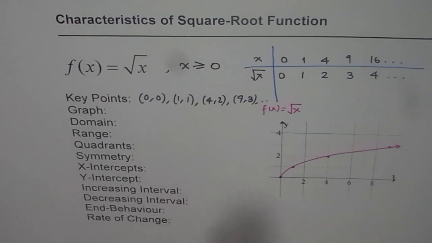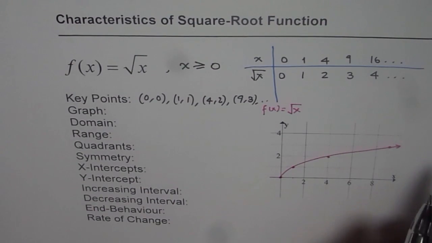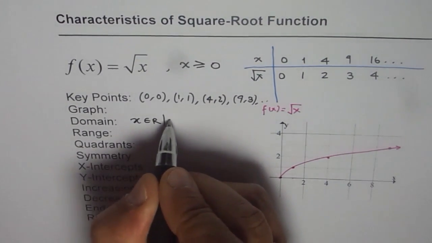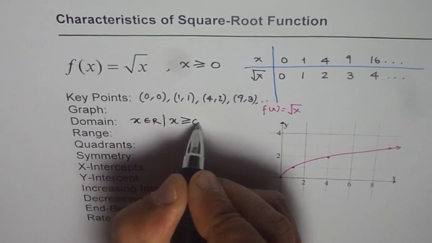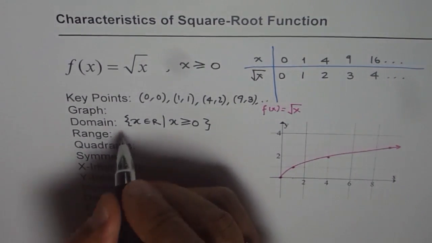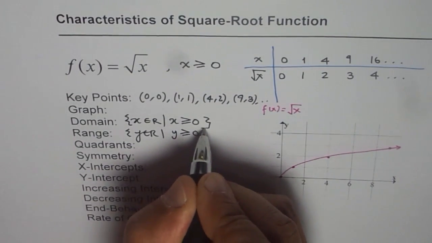Now what are the domain and range for this function? Domain is x belongs to all real numbers which are non-negative. So we can write domain as x belongs to real numbers where x is greater than or equal to 0. That makes it non-negative. How about range? Range is also y belongs to real numbers where y is greater than or equal to 0, right?